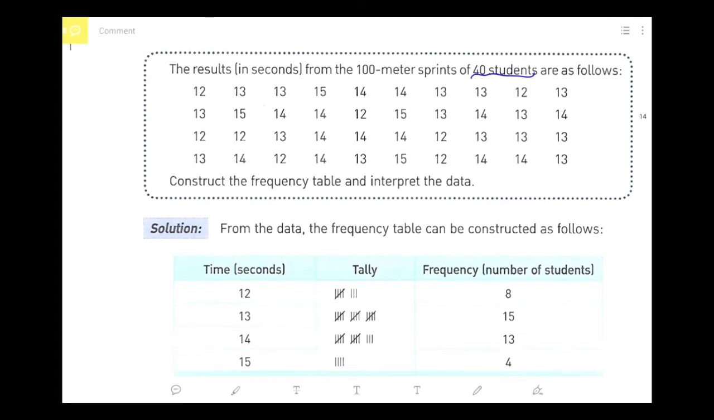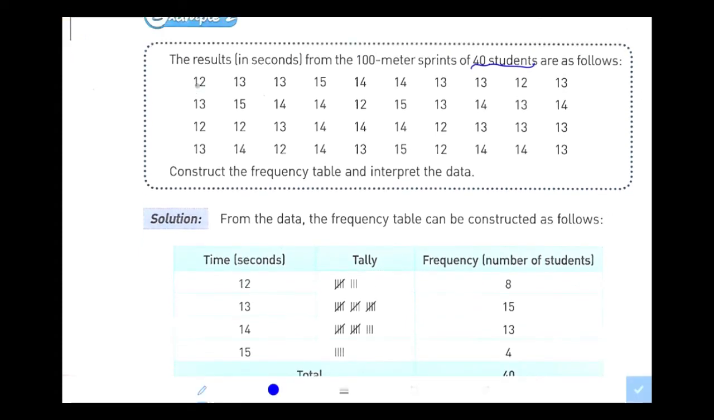Okay, so we count those numbers, those seconds, like 12, we count 12 once, and then again we find 12, so you tick another one. And then you find 12 again, you just tick like this. You know what I mean, right? When you finish with all the 12, then you go for 13. When you finish all the 13, you go for 14. If you don't want to do that, you can do it like this.